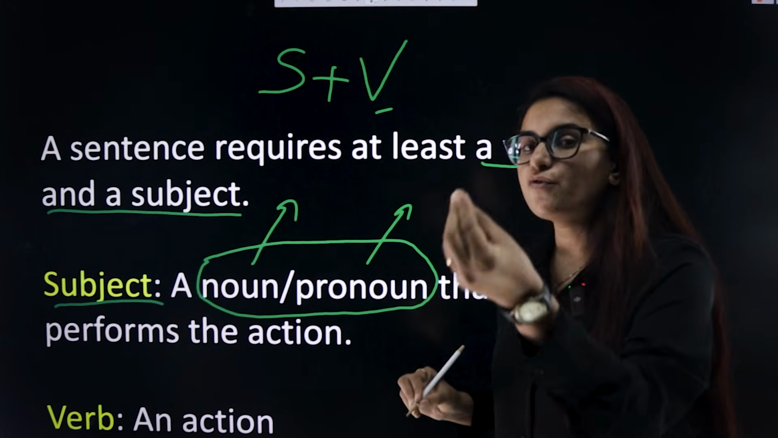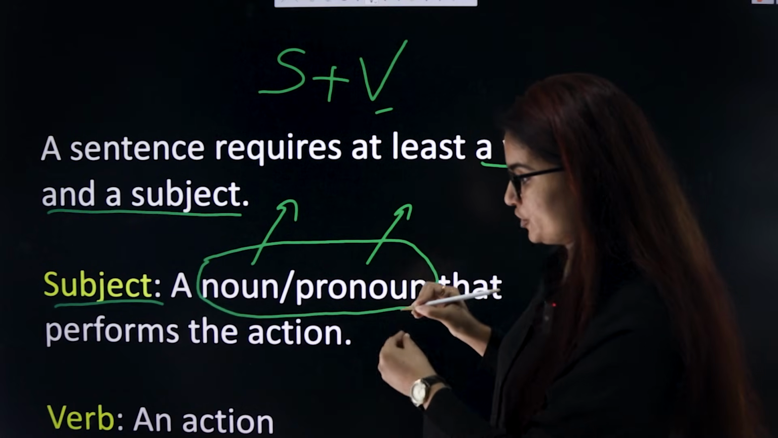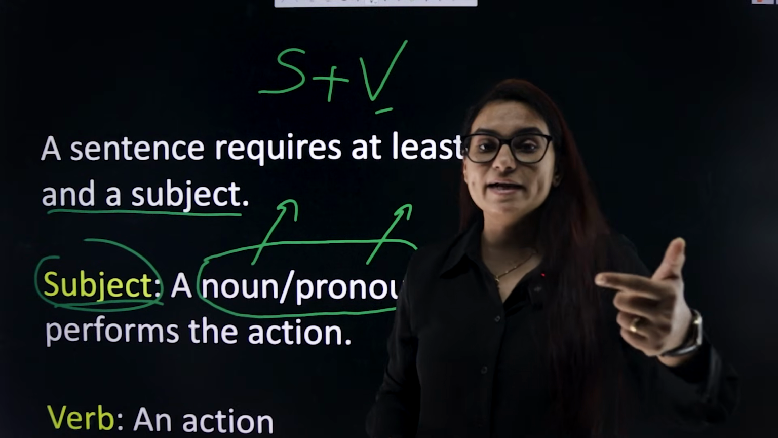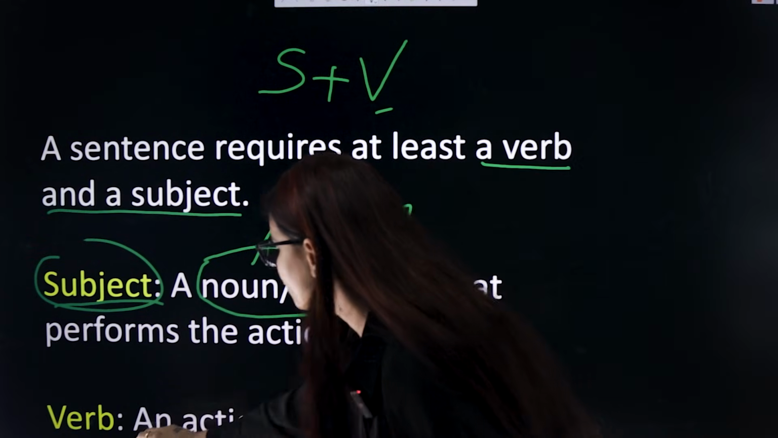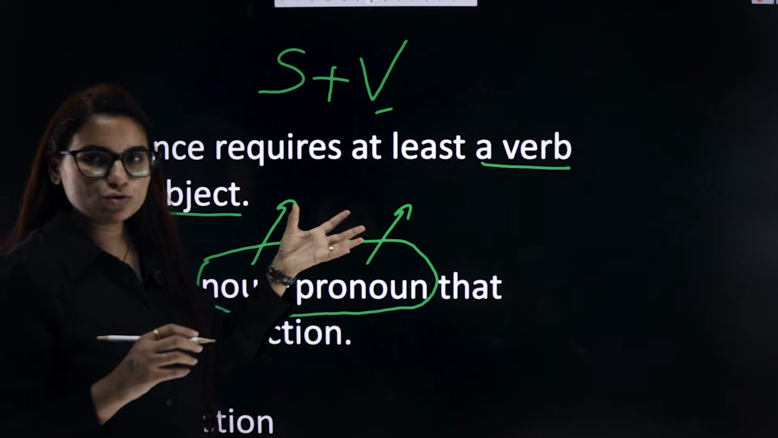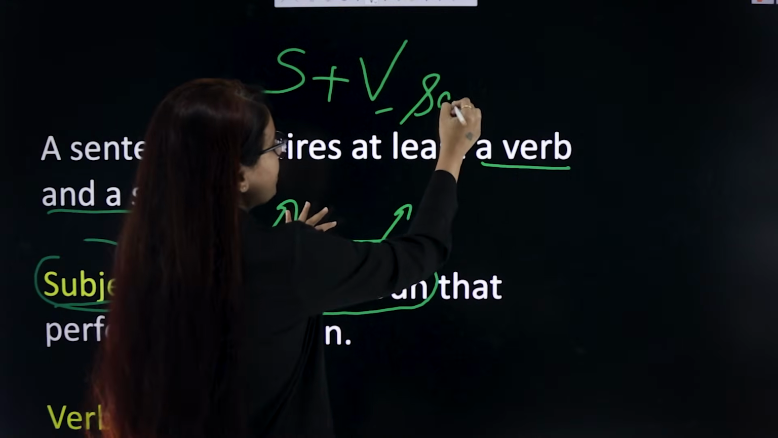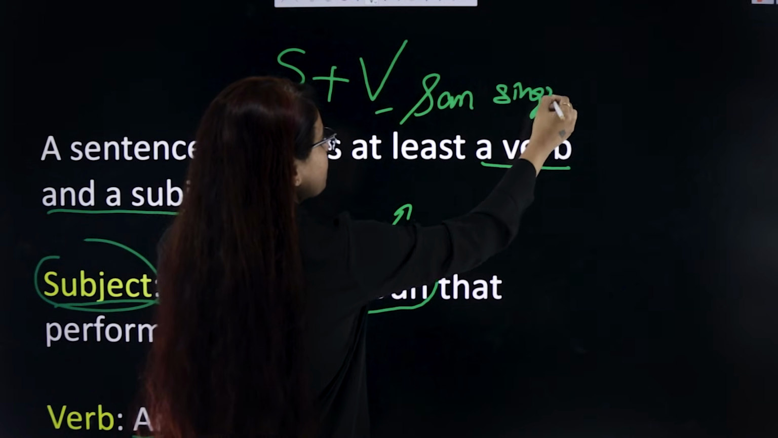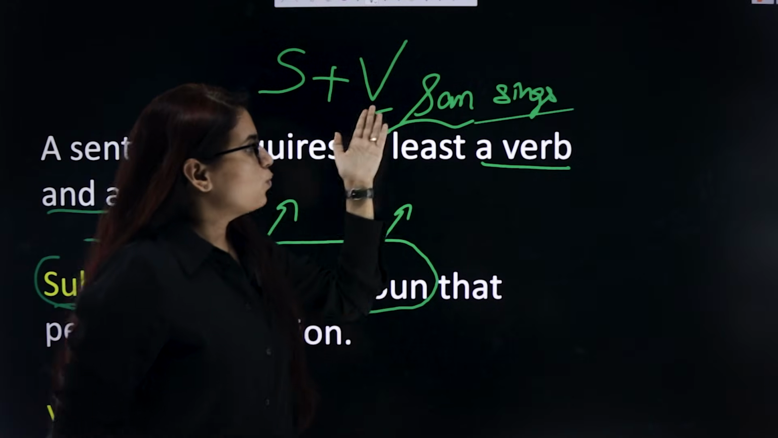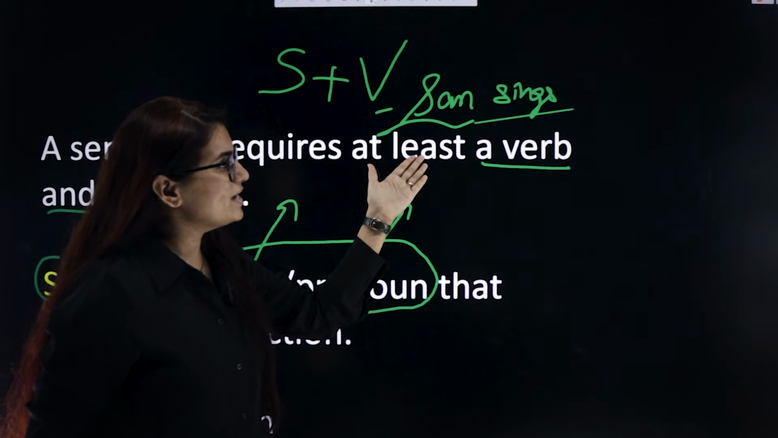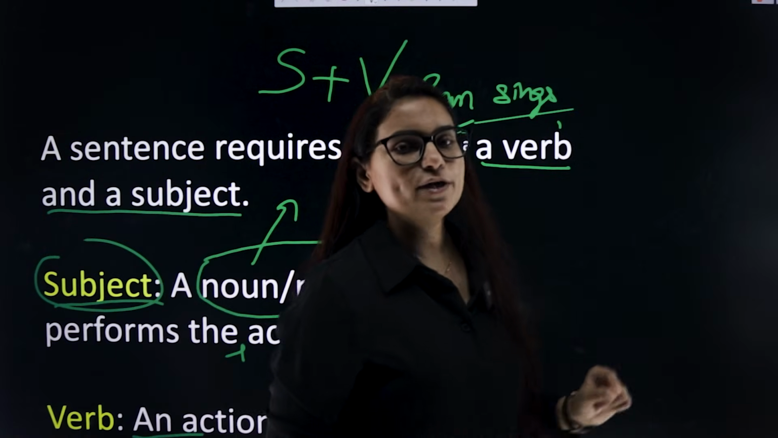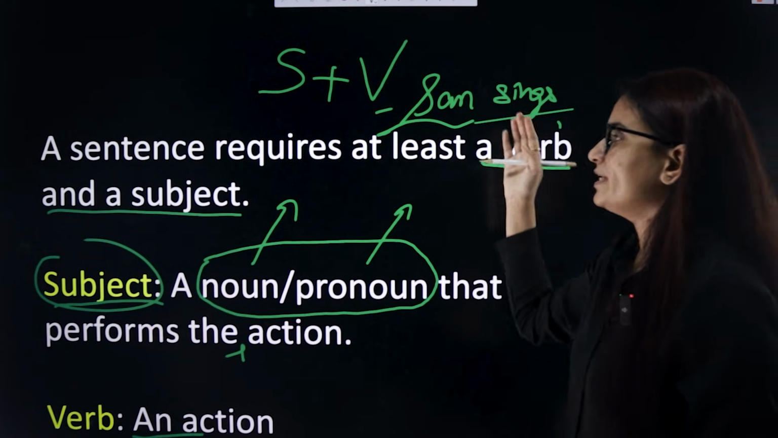Subject is something which performs the action. Who is doing the action? This word over here is important because he or she or it performs the action. Then we have verb. Verb is the action. For example, let's take an example right now to make this very clear. If I say Sam sings, in this sentence I have a subject, right? I have a verb. What is the subject? Subject is Sam, who is singing. Subject is doing the action of singing. That's why to make a sentence proper, you need a subject and a verb.